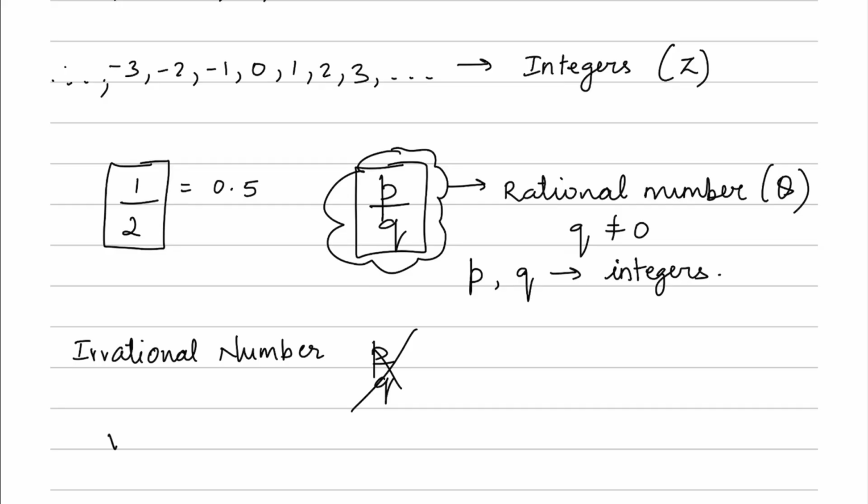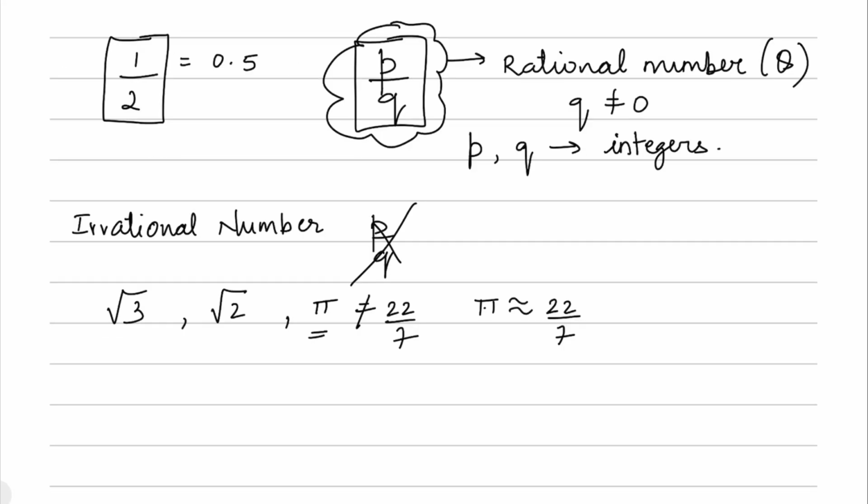For example, if I have √3, this is an irrational number. We have √2, this is also an irrational number. We have pi, which is again irrational. Now by the way, pi is actually not equal to 22 upon 7. Pi is approximately equal to 22 upon 7.